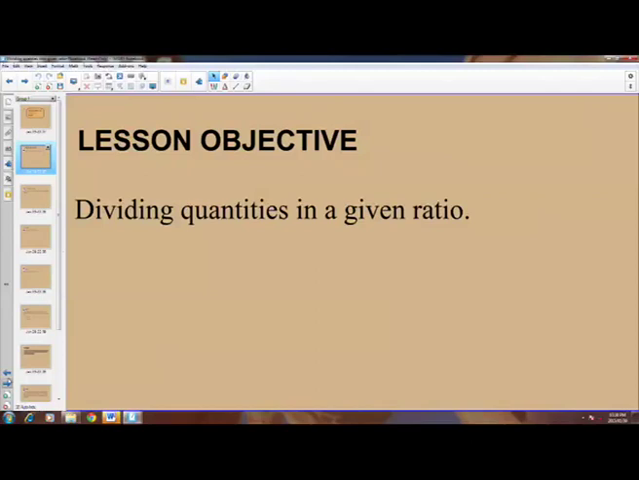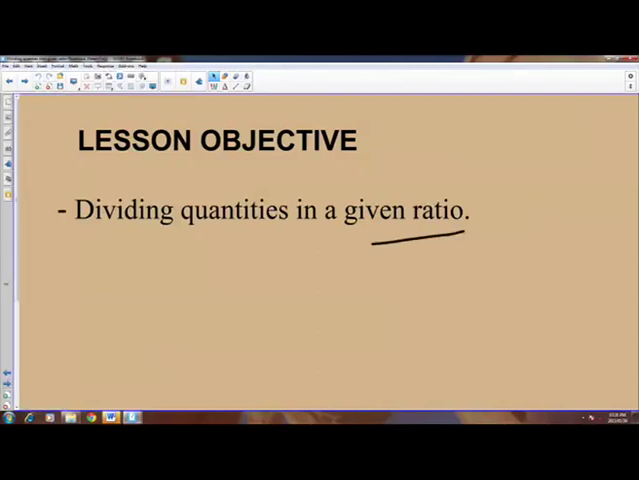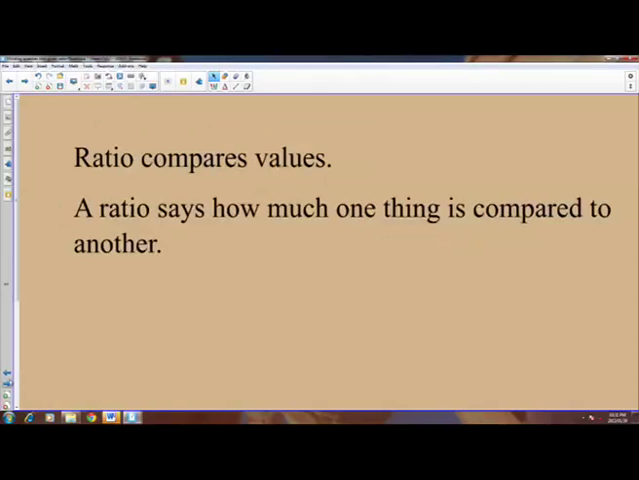The lesson objective says dividing quantities in a given ratio. That is, you are given quantities and then we'll be dividing them in a given ratio. The lesson notes say ratio compares values. Every time we talk about ratios, we are comparing values. A ratio says how much one thing is compared to another. This is simply to stress the first point, which says ratio compares values.